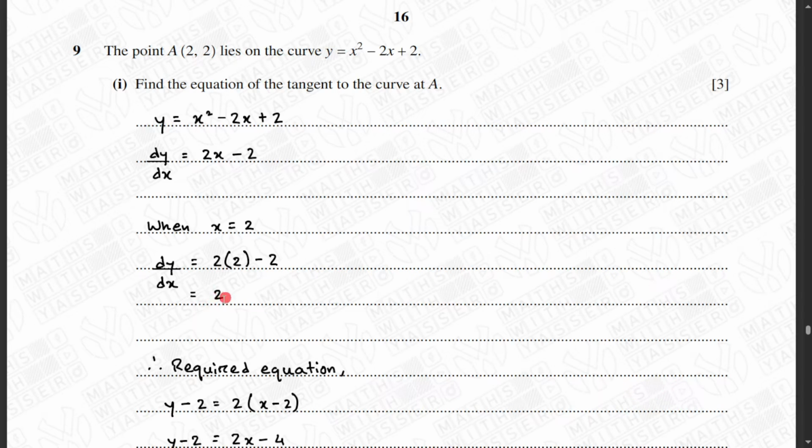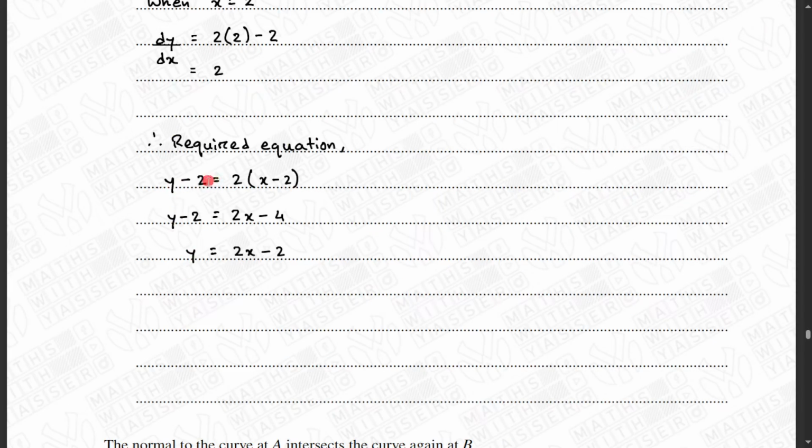So we know the gradient and we have a coordinate. So we can easily find the equation of the tangent, and that will be y minus y1 equals m times x minus x1. So y minus 2 equals 2x minus 4. Therefore, y equals 2x minus 2. And this is the equation of the tangent.